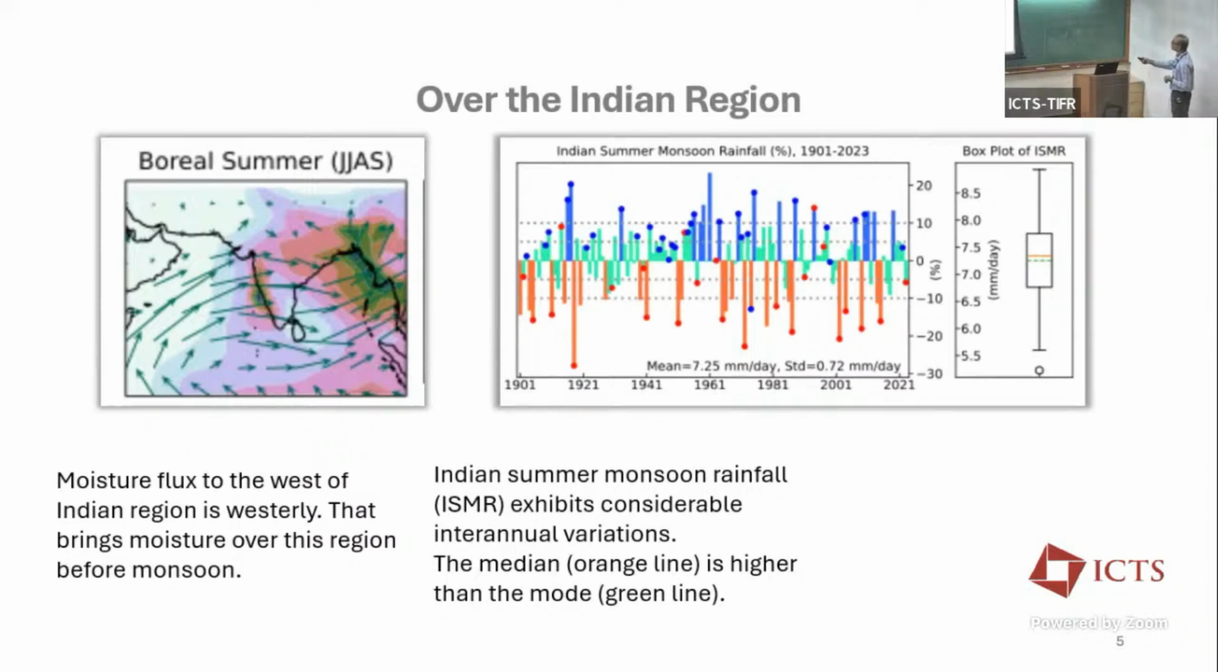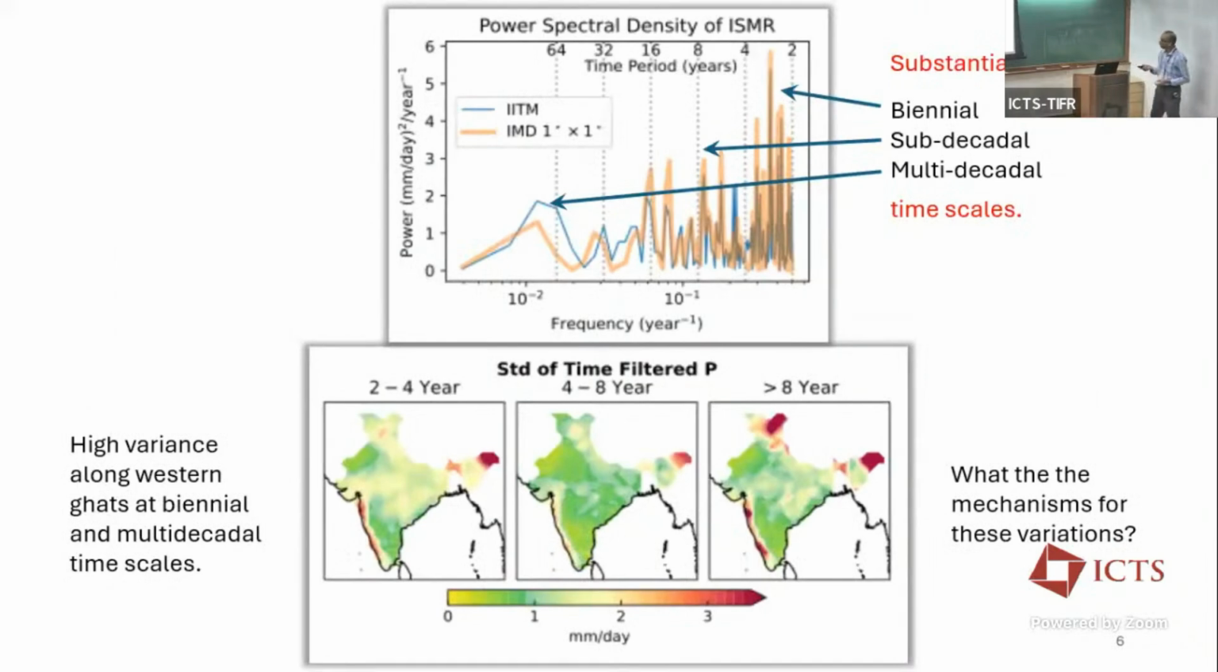So this is a box plot of this same rainfall. The green line is the mean and the orange line is the median. So the median is to the top of the mean, or the right side of the mean. That's basically suggesting that there are far more droughts than floods, or stronger negative anomalies than positive anomalies. Okay. Now, if we do a power spectra of this rainfall, I have used two different data sets just for consistency.